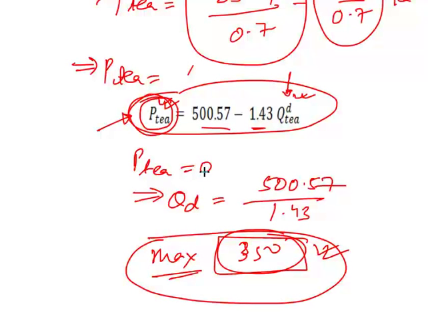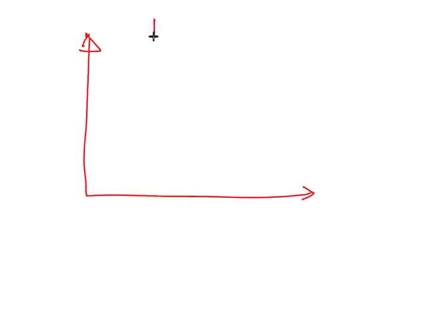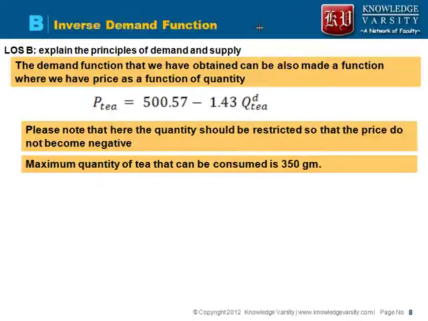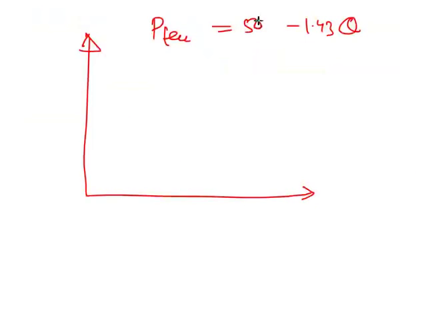Right? So usually what happens is, we have now this equation. The price of the tea with respect to quantity is 500.57 minus 1.53 times the quantity. If you see, this is the equation. So what I can do is think about, this is the price, so we will have price on the y-axis and quantity on the x-axis, and we want to plot it.